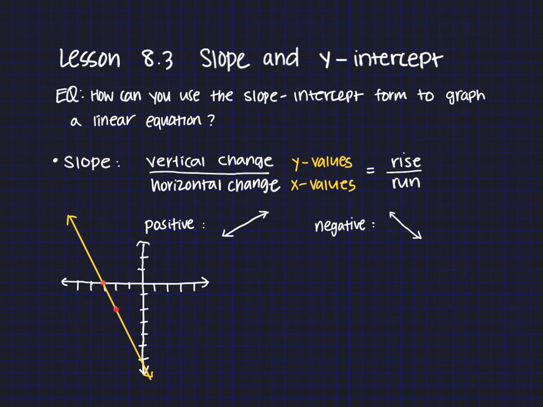From this dot to this dot, I can only move in a straight motion. So I can either go up or down, and then left or right. So let me put this in blue. From my first to second dot, I moved 2 units down. And then for my run, I moved 1 unit to the right. So my slope is going to be -2 over 1, which is just -2.